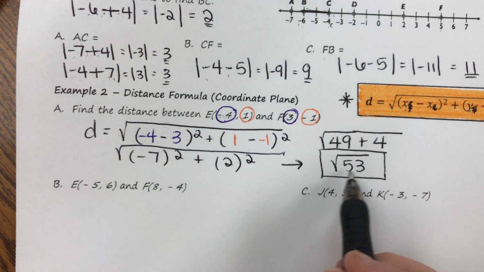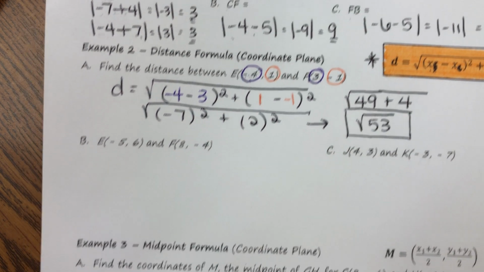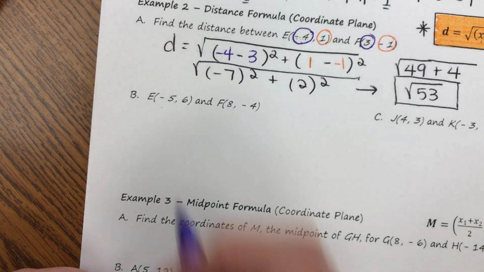That would help me to round it. But in general, when I'm just solving, keep the radical. All right, next one. B, -5, 6, and 8, -4.